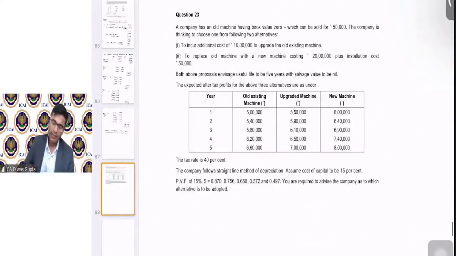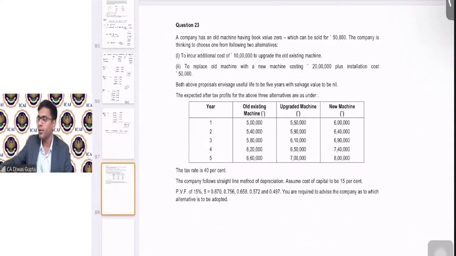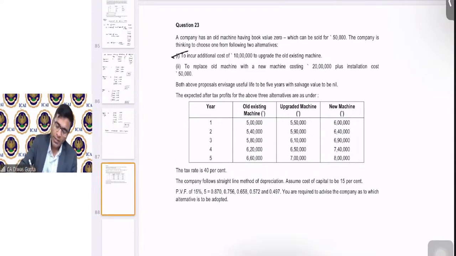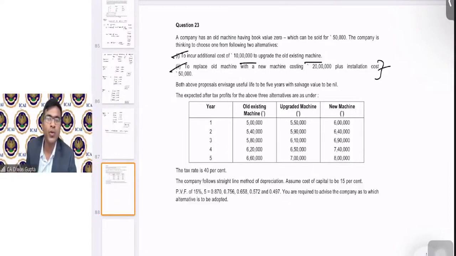Okay? Yes. Now let's come to question number 23, students. A company has an old machine having a book value 0, which can be sold for 50,000. The WDV is 0 and selling price is 50,000. The company is thinking to choose one of the following two alternatives: to incur additional cost of 10 lakhs to upgrade the old machine, or to replace old machine with a new machine costing 20 lakhs plus installation cost of 50,000. Right. So the overall cost becomes 20 lakh 50,000 here. Both the above proposals envisage useful life to be 5 years, the salvage value to be nil. In both the proposals, you can say that useful life is 5 years and salvage value is nil.